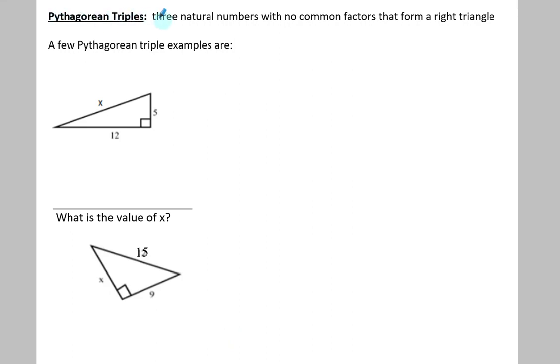Pythagorean triples are three natural numbers. Natural numbers are positive whole numbers with no common factors that form a right triangle. This is going to help us so that we don't have to use the Pythagorean theorem all the time, because we get used to seeing sets of three numbers that will always work in the Pythagorean theorem. It saves a lot of time.